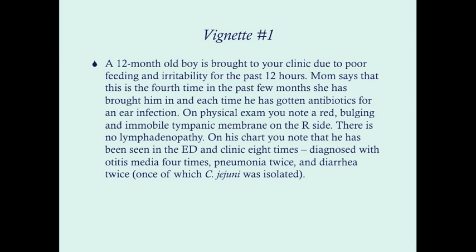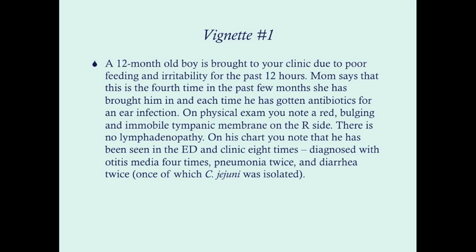There is no lymphadenopathy. On his chart, you note that he has been seen in the ED and the clinic 8 times, diagnosed with otitis media 4 times, pneumonia twice, and diarrhea twice, once of which Campylobacter jejuni was isolated. So what do you think is the most likely diagnosis? Now, certainly you're not going to make a diagnosis just on this alone. There's obviously something going on that's not right with this child that's going to necessitate at least blood work. So what do you think's going on here?